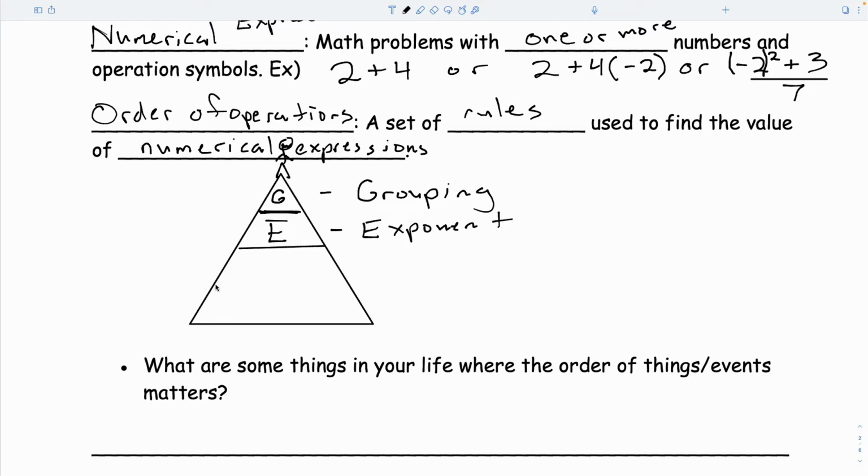Then we have the M and the D. They're on the same line of the pyramid when Sam made this pyramid. I wonder why. Keep in the back of your head why that might be. And what does that stand for?